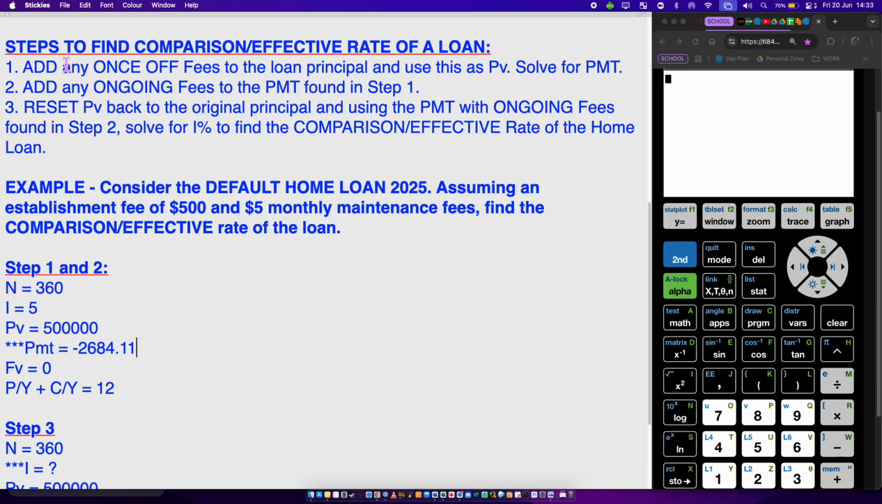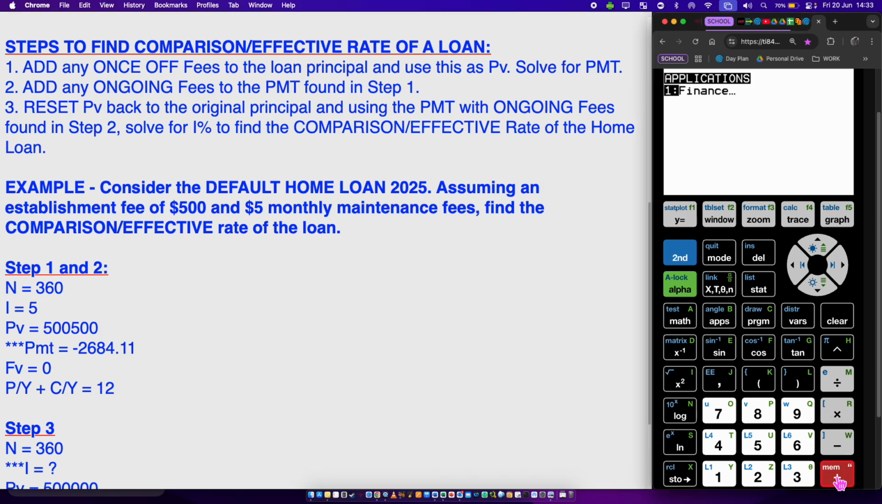What do I do to apply step 1? Are there any once-off fees in this example? Assuming the establishment fee of $500 and $5 monthly maintenance fee. Which one of those is the one-off? The $500 establishment fee. Good. So now I change PV to be $500 more, because what I'm acknowledging is this loan is actually $500,500 because I had to pay that $500 once off. What's that going to do if everything stays the same? That's going to make my payments slightly larger.